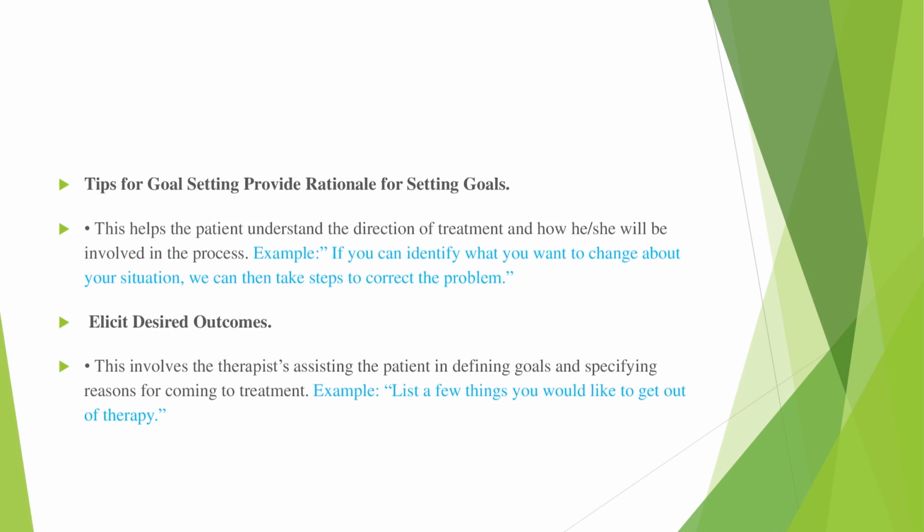Tips for goal setting. Provide rationale for setting goals. This helps the patient understand the direction of treatment and how he or she will be involved in the process. Example, "If you can identify what you want to change about your situation, we can then take steps to correct the problem." Elicit desired outcomes. This involves the therapist assisting the patient in defining goals and specifying reasons for coming to treatment. Example, "List a few things you would like to get out of therapy."